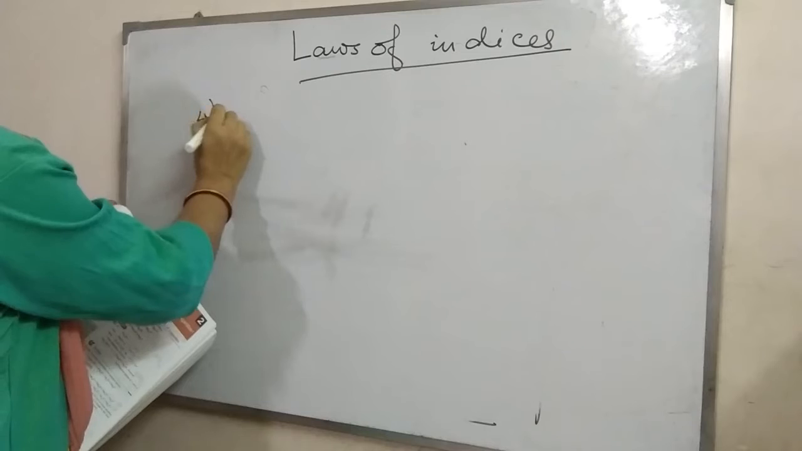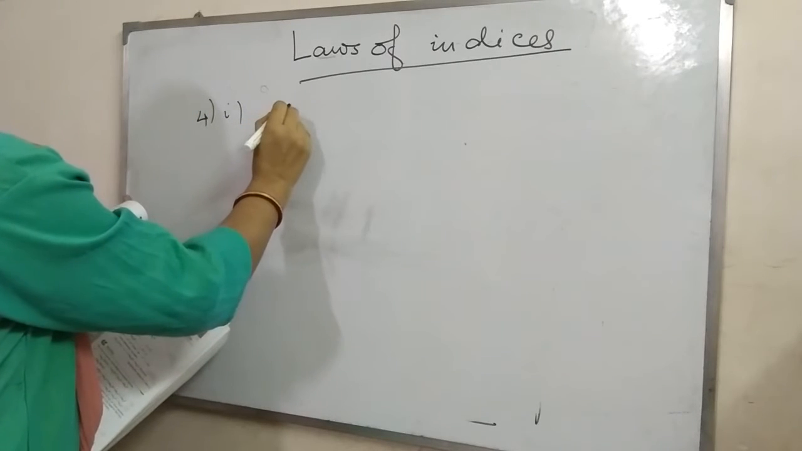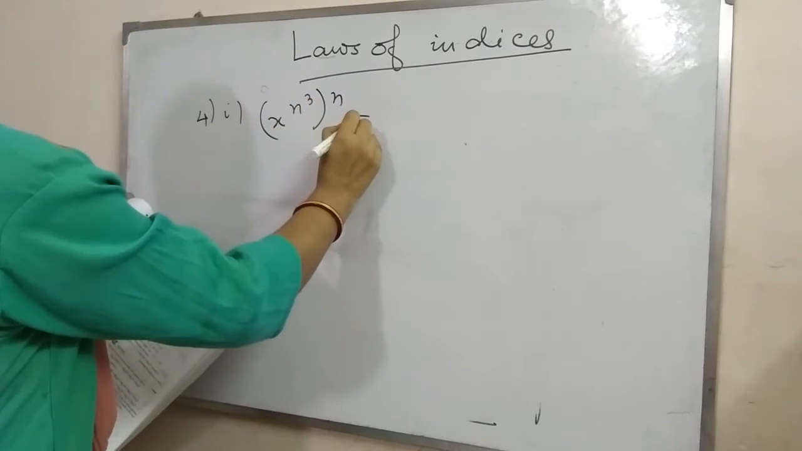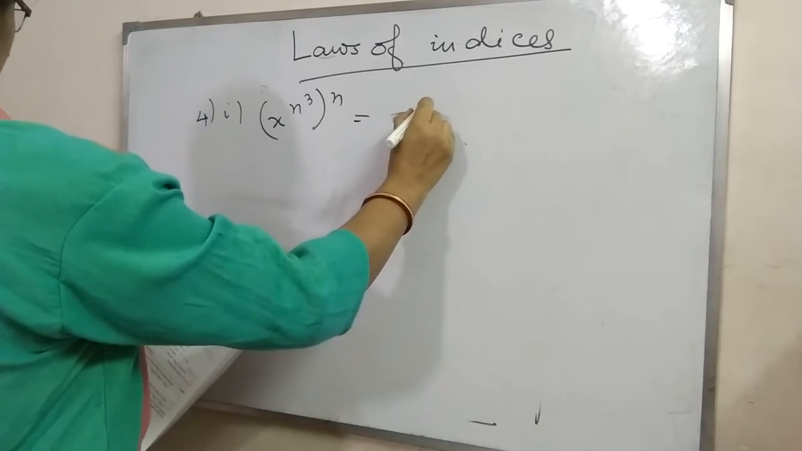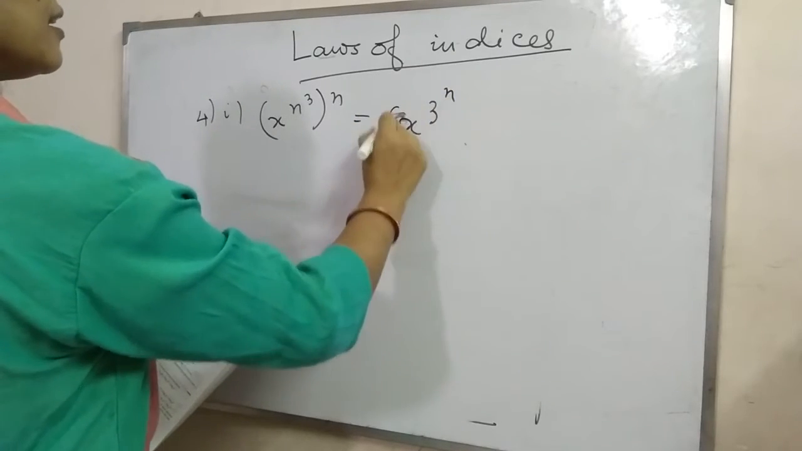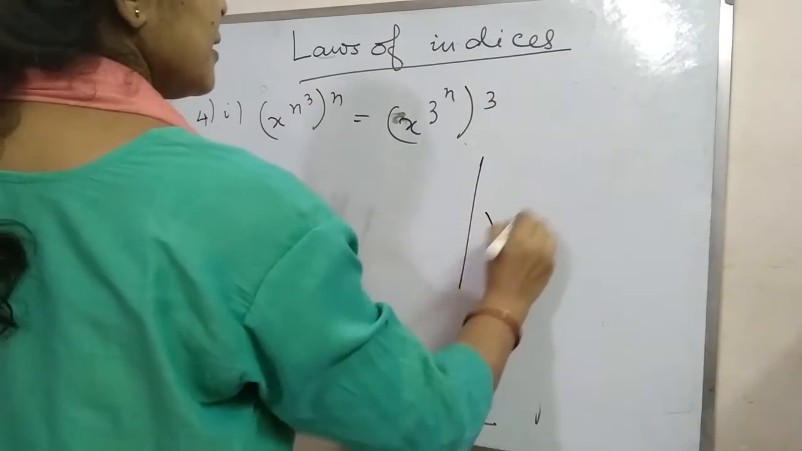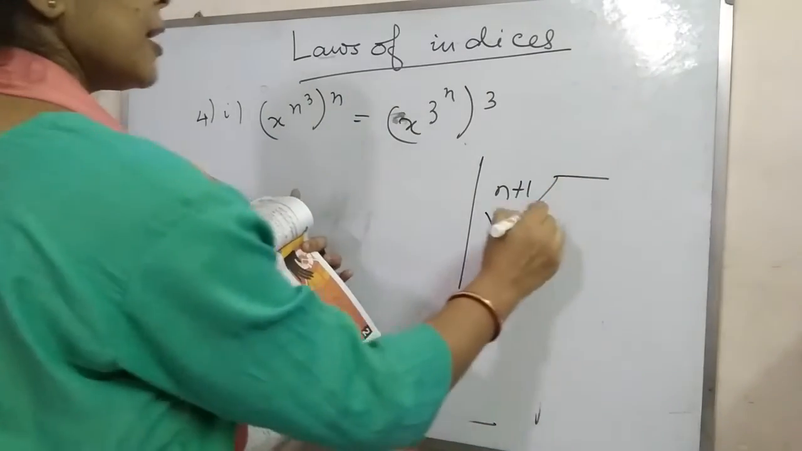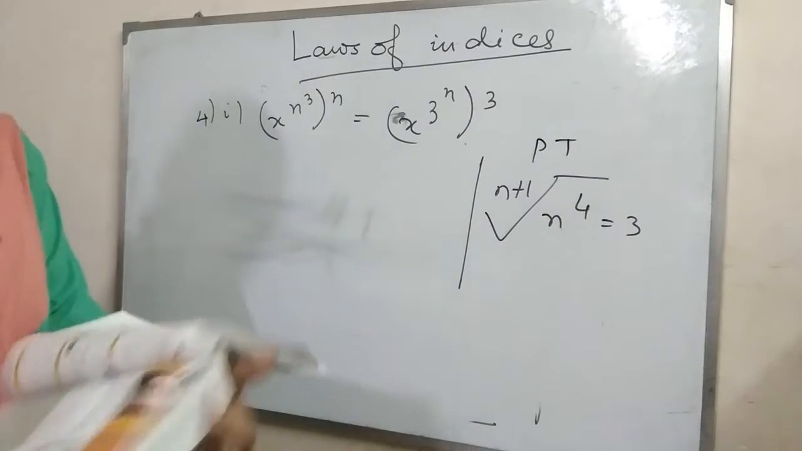First sum is: if x to the power n cube n equals x to the power 3 to the power n plus 1, prove that n to the power 4 by n plus 1 equals 3. This is the proof.